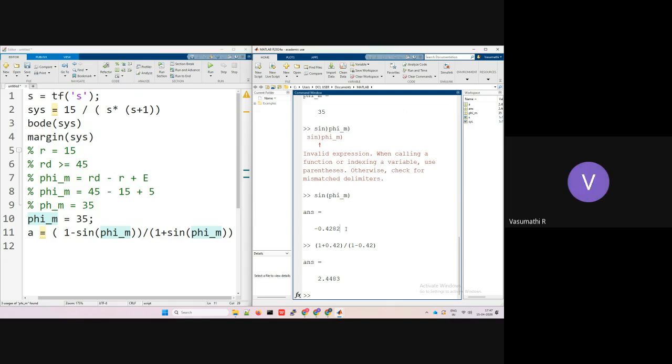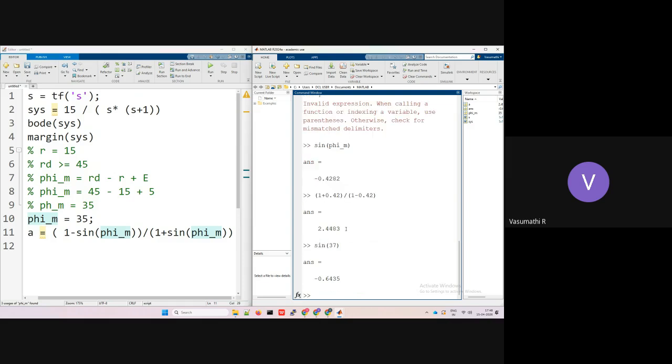Where am I making a mistake? Oh, that's also right. Sine phi m, where phi m is 30. If I put 30, 37, so that's 35. 1 minus 1 plus 0.64 divided by minus 0.64 plus. No, something I'm missing.